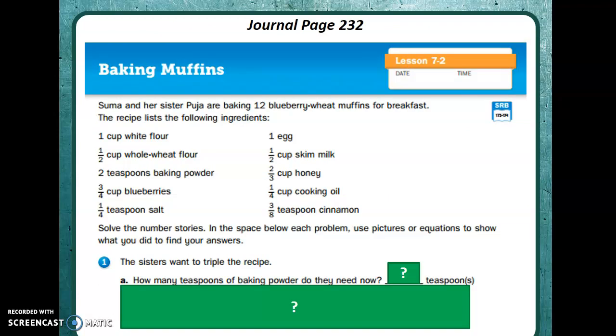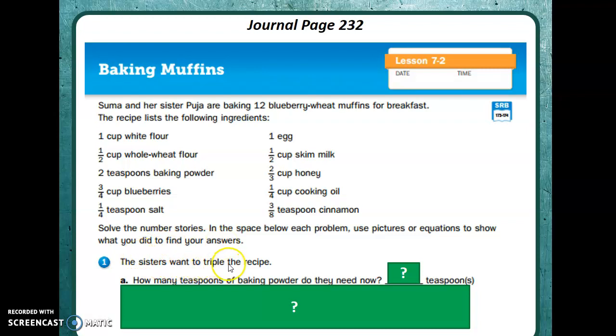All right, take out your math journal and you're going to work on page 232. You can come back here to check your answers when you're finished, but let's go over the directions really quickly. So the title is Baking Muffins. It says Suma and her sister Pooja are baking 12 blueberry wheat muffins for breakfast. The recipe lists the following ingredients: 1 cup white flour, 1/2 cup whole wheat flour, 2 teaspoons baking powder, 3/4 cup blueberries, 1/2 teaspoon salt, 1 egg, 1/2 cup skim milk, 2/3 cup honey, 1/4 cup cooking oil, and 3/8 teaspoon cinnamon. So solve the number stories, and in the space below each problem, use pictures or equations to show what you did to find your answers.